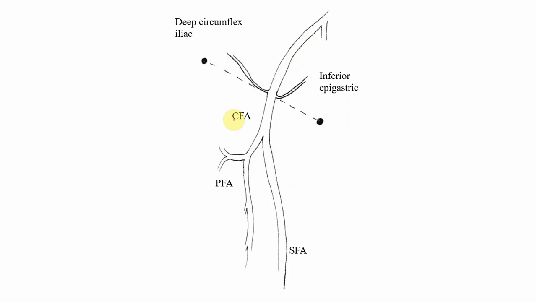This is another representation showing the arteries: common iliac, internal iliac, external iliac, and as it crosses the inguinal ligament it is called the common femoral artery, and then the superficial femoral artery and profunda femoris artery.